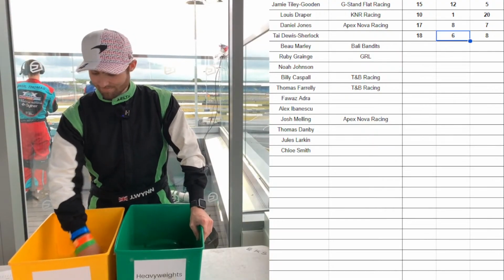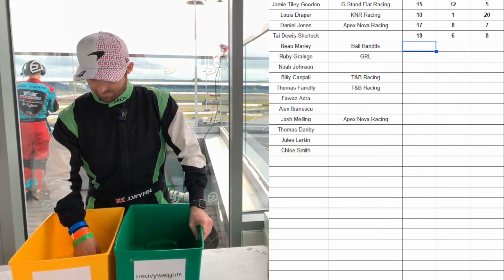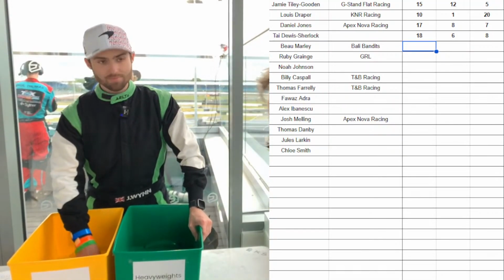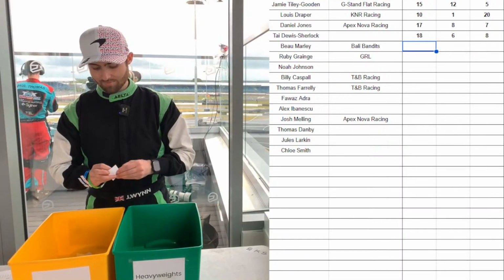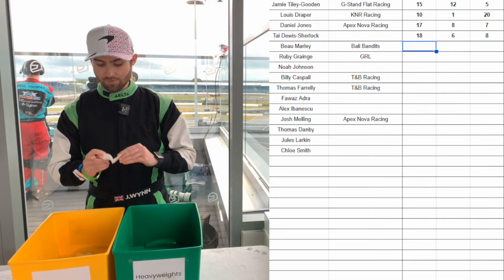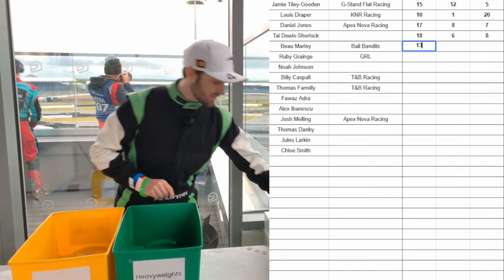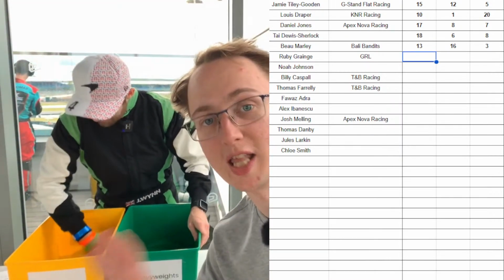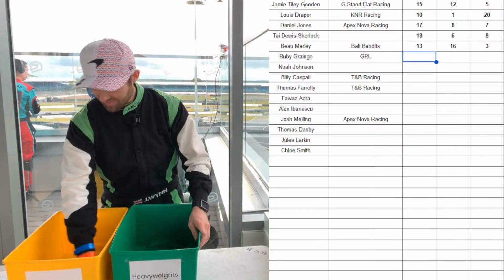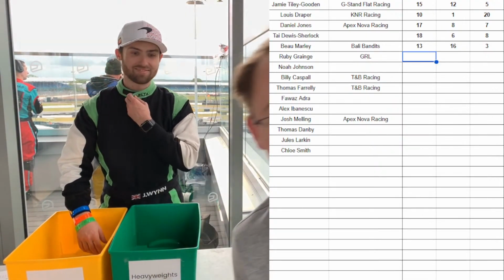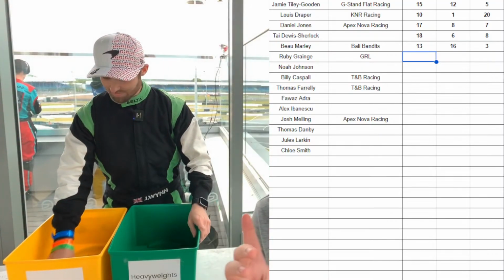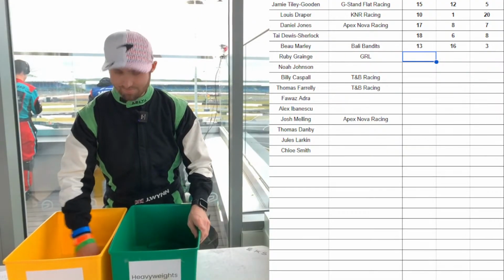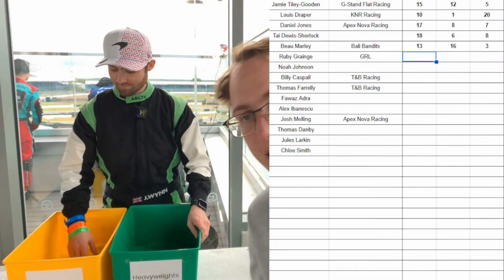Next up then, we have Bo Marley, who's new to the series. We'll be doing all the rounds though from this round onwards, so he will be a series regular from here onwards. So he'll be starting his first heat from 13th position. Unlucky for some. I promise there are some higher numbers in that box. So that means that, Bo, you're going to be starting 13th in your first heat. You're going to start 16th in your second heat, and you'll be all the way up in 3rd for your 3rd heat.